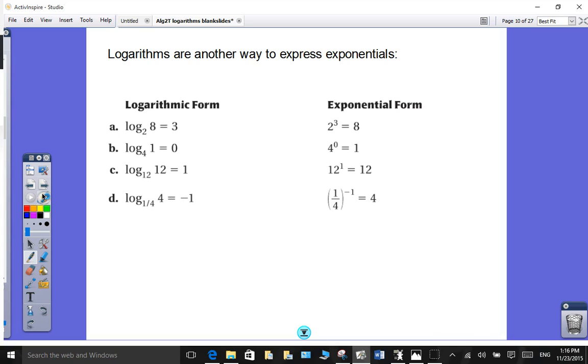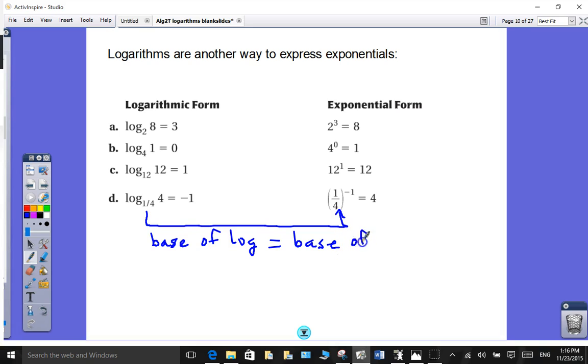So let me write this down. Base of the log equals the base of the exponential. Right? And then the logarithms equal the exponents.